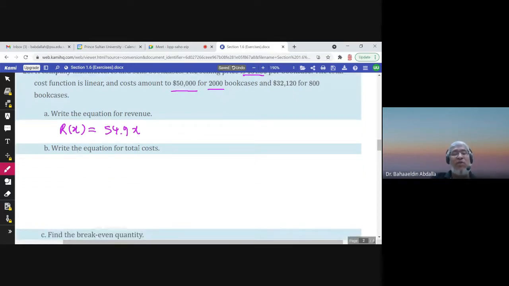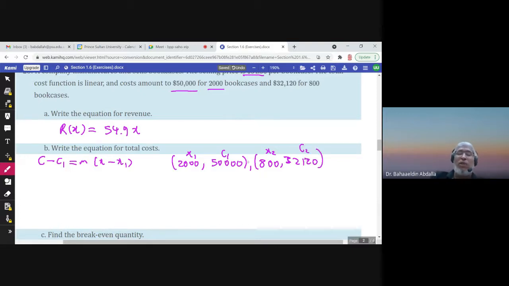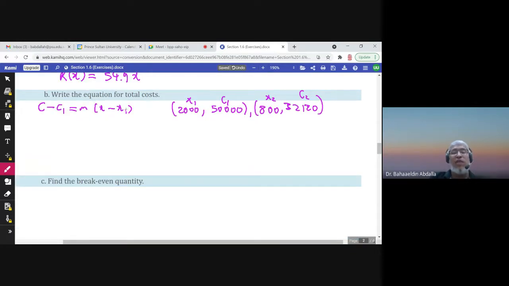So the total cost is linear, so I will use this formula: C minus C1 equals M times X minus X1. And he will give me points. So first he said for 2,000, this is the number of units, so it's X1, the cost would be 50,000. So this is C1. And the second point, for 800 bookcases, so this is X2, it will cost me 32,120. This is cost two. So now we need to use this information to find the equation of the total cost.